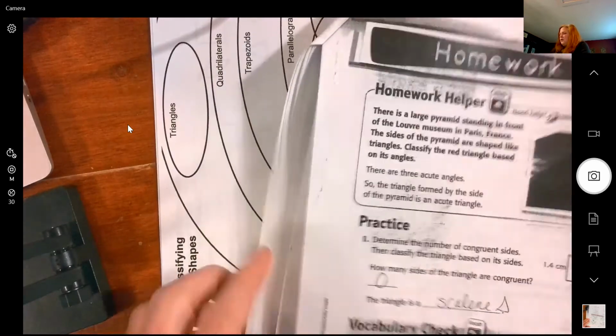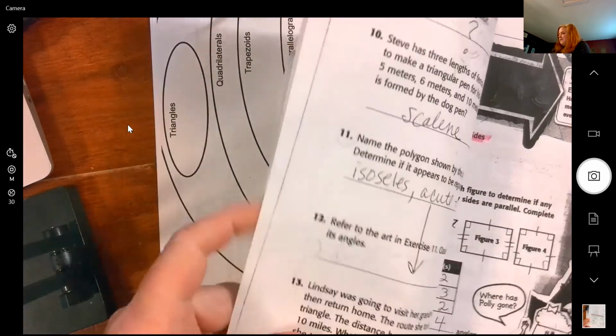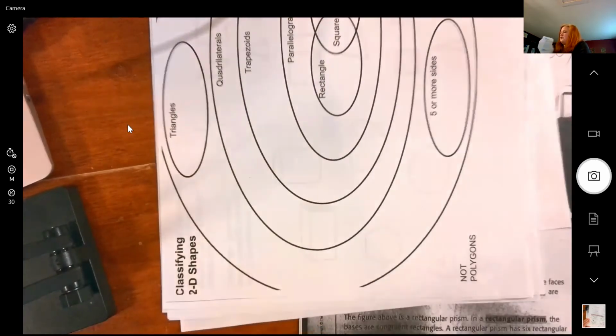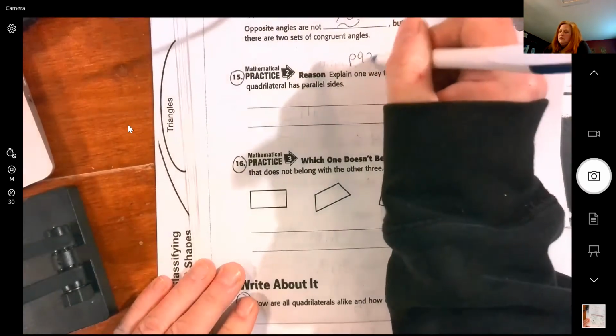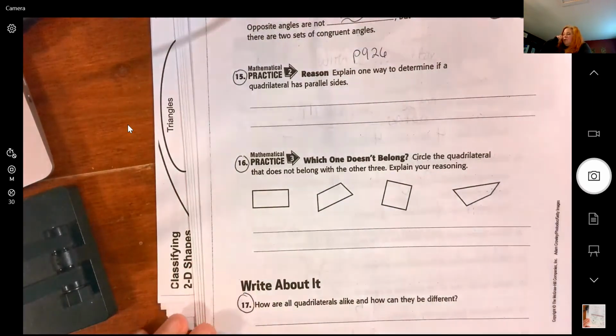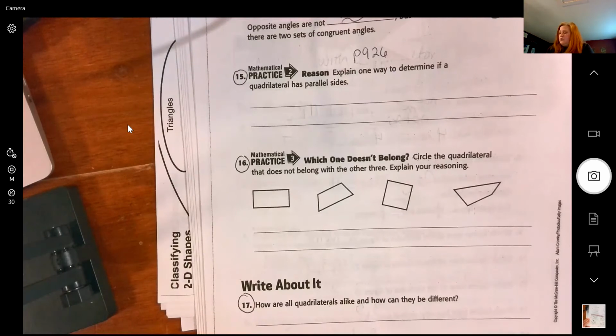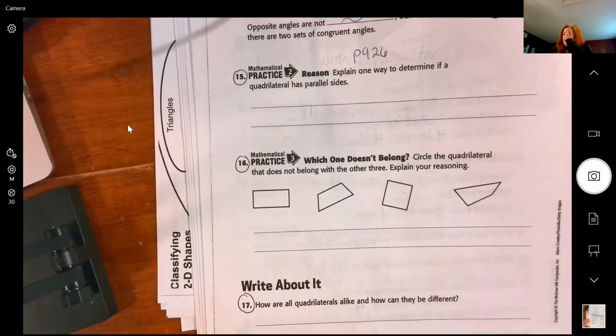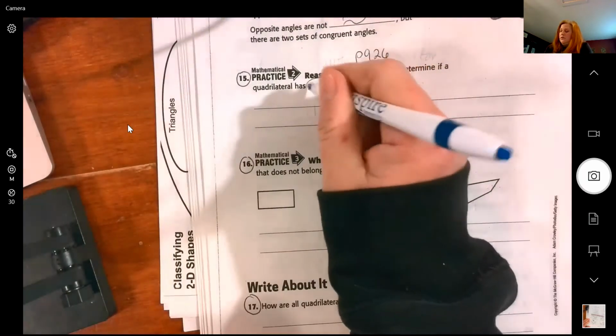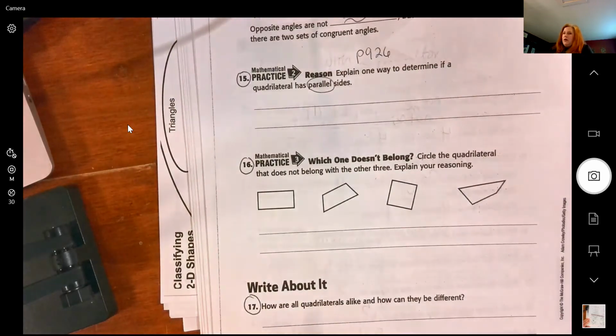All right, we're going to jump to lesson 4. We're on page 926. And this was about identifying attributes of quadrilaterals. What is one way you can determine if a quadrilateral has parallel sides? So what is the definition of parallel? Remember, if you haven't answered these already, the expectation is that you answer before you listen.